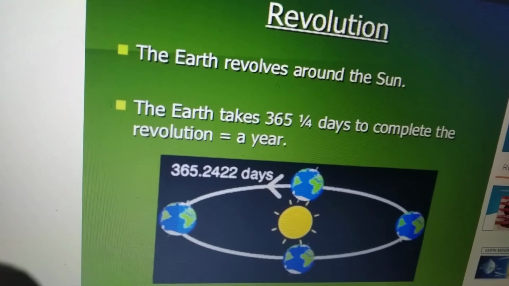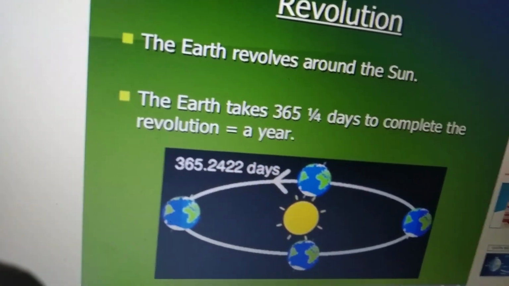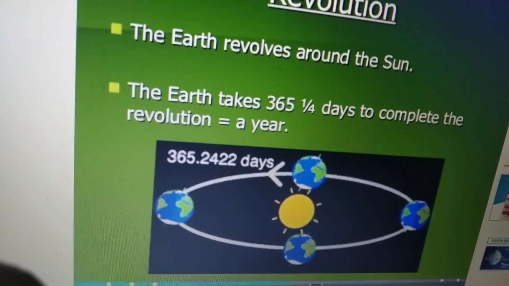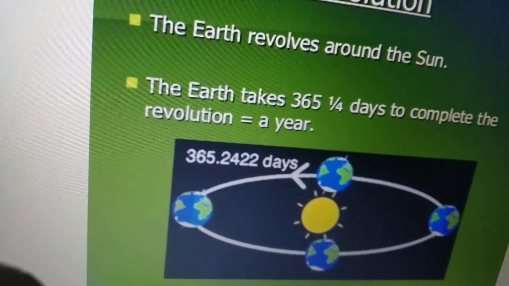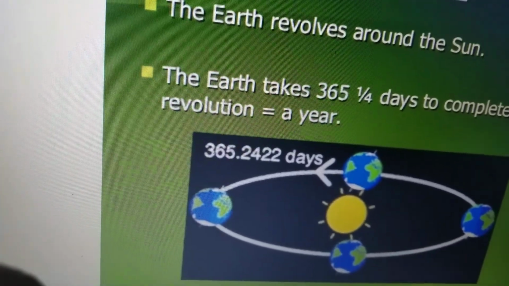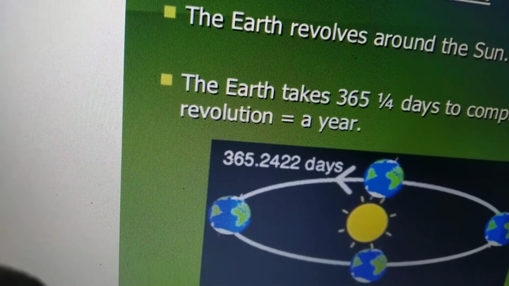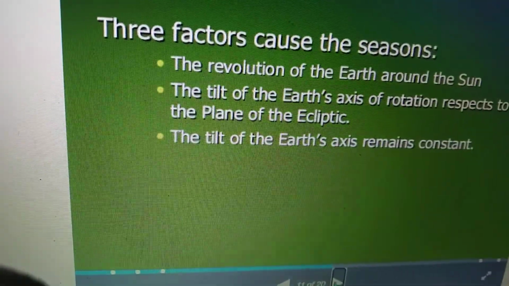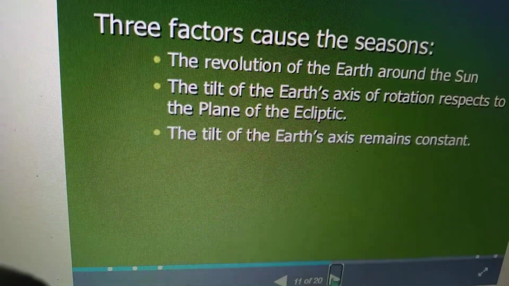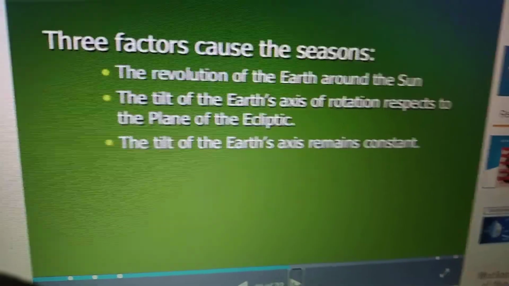For revolution, the Earth takes 365 and 1/4 days to complete one revolution. That means 365 days means a year. Understood? Revolution of the Earth. That's why it causes seasons. So you know what the seasons are? Yes. Summer, winter, spring, autumn, rainy season.